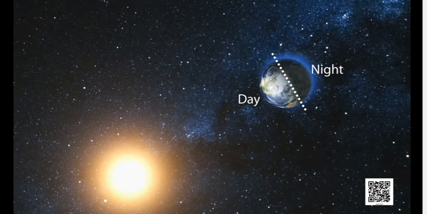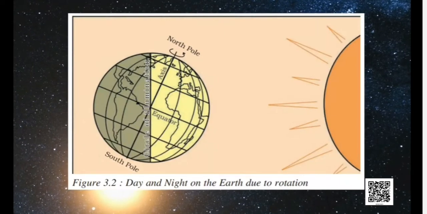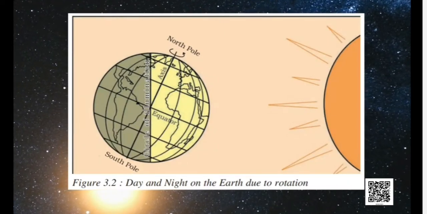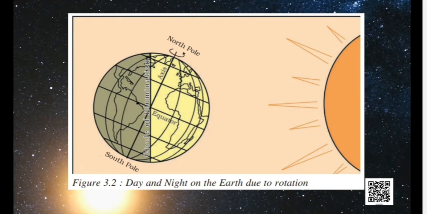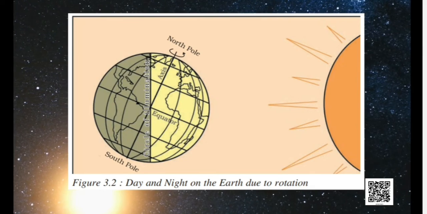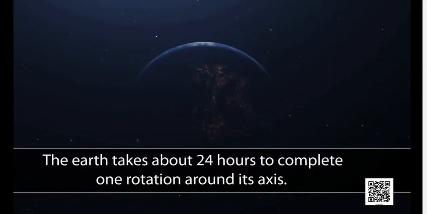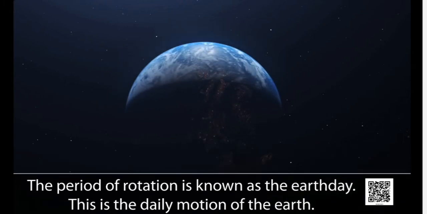The circle that divides the day from night on the globe is called the circle of illumination. This circle does not coincide with the axis as you see in the picture. The Earth takes about 24 hours to complete one rotation around its axis. The period of rotation is known as the Earth day. This is the daily motion of the Earth.